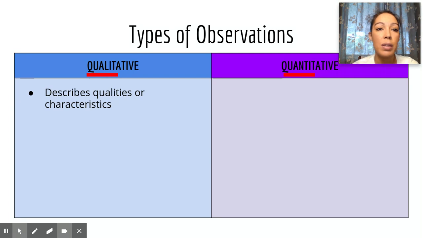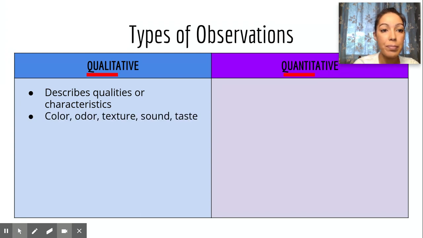So what does that mean? A quality of something is a characteristic or a description of it. So qualitative observations are going to be those observations that you can take that just describe what's happening. They describe the object, describe the substance, describe the test. But a quantitative observation is more the opposite. That one is going to give you a quantity, which is a number, okay?